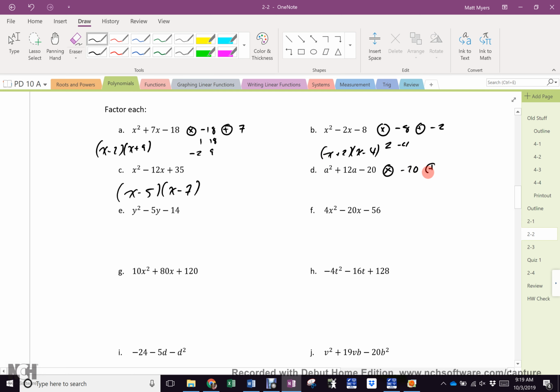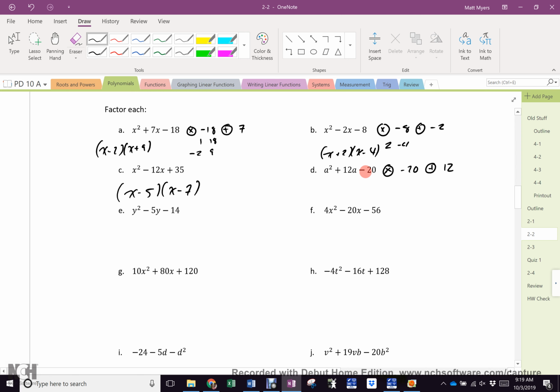Negative 20. What do I need to add to? 12. Is it 1 and 20? Is it 2 and 10? You think it's 2 and 10, but it isn't, is it? Why? Because I got to multiply to a negative number, so something's got to be negative, right? 2 minus 10, is that 12? 10 minus 2, is that 12? 10 plus 2, that's 12, but what's 10 times 2? Positive 20.